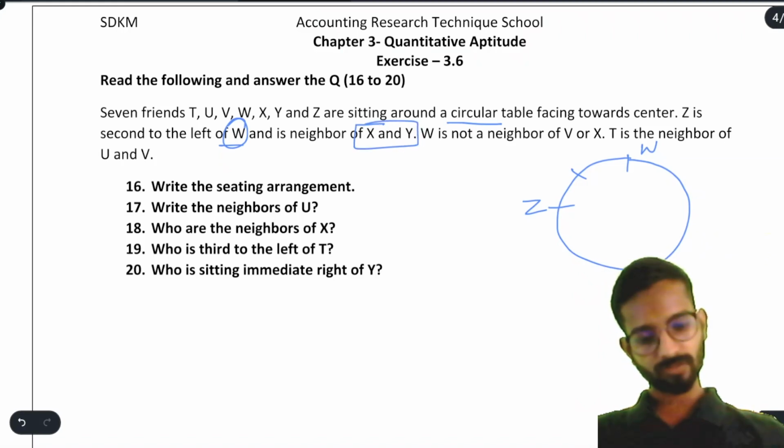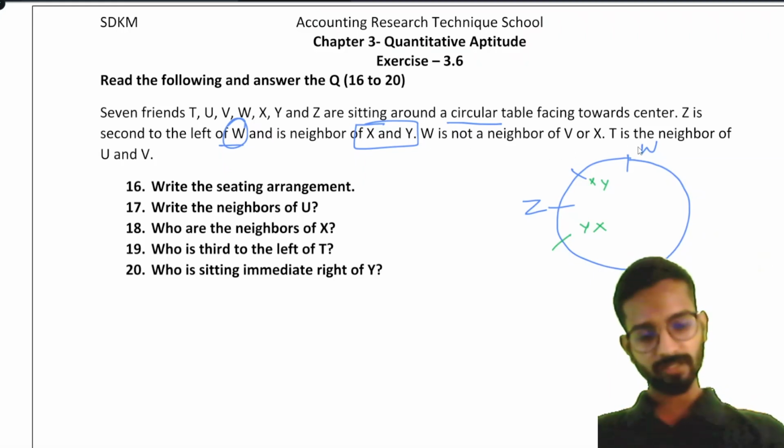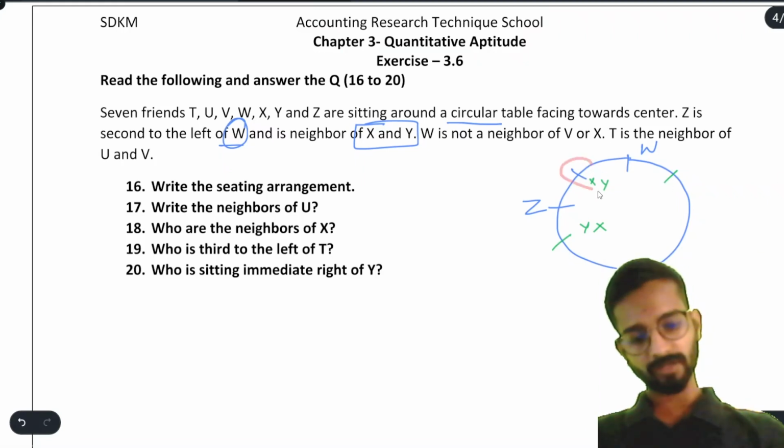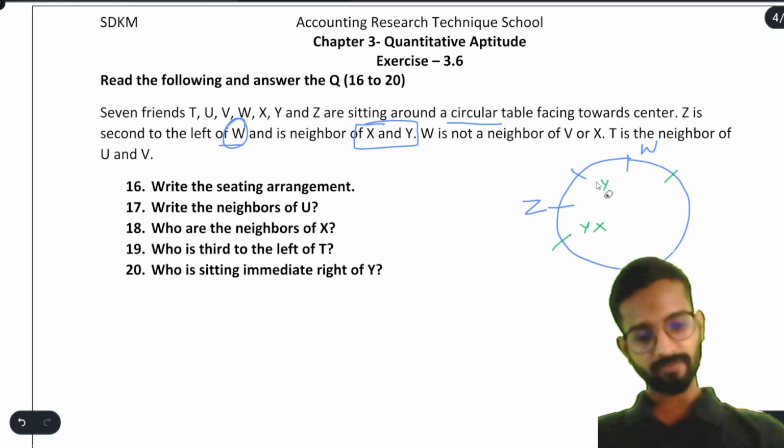So either X can be here and Y can be here, or Y can be here and X can be here. Any of the possibility is possible. Now, W is not a neighbor of V or X. It means they are saying W is not a neighbor of V and X. It means in these two brackets, this one and this one, V cannot appear and X also cannot appear. If X cannot appear here, we can say Y will appear here. And if Y is appearing here, we can say X will appear on this side. So I can write here, this is for Y and this is for X. Simple enough. Now, T is the neighbor of U and V.